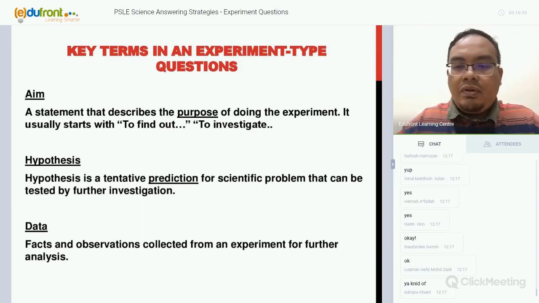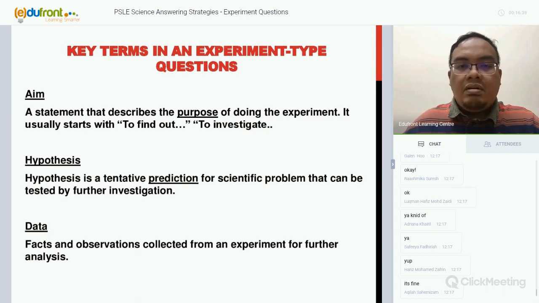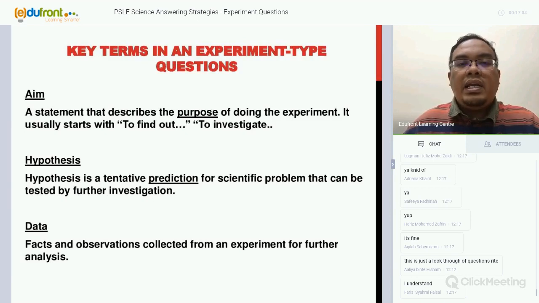Okay, so before we move on to answer some of the past PSLE questions on experiments, we are going to review some of the key terms. Okay, I hope all of you would have understood or know most of these terms, right? Because PSLE is very soon, right? These terms are nothing new. I'm sure your school teachers have repeated them many times, and in our tuition program also we have discussed them many times, right? So this is nothing new.